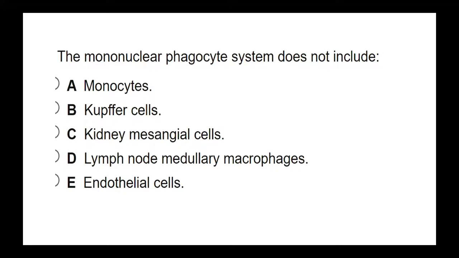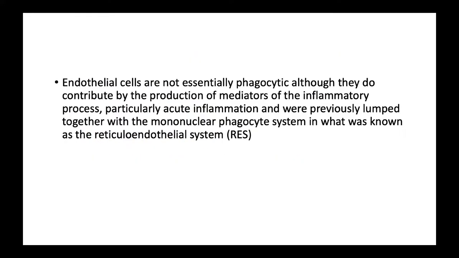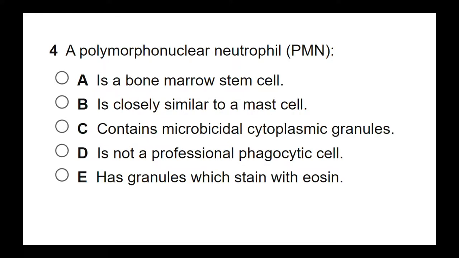So all of these other answers, like monocytes, are mononuclear phagocytic system. Also Kupffer cells, we know that are macrophages in the liver. Also kidney mesangial cells can have this phagocytic function, and also lymph node macrophages are the mononuclear system cells. So endothelial cells is the correct answer here. Okay, another one.